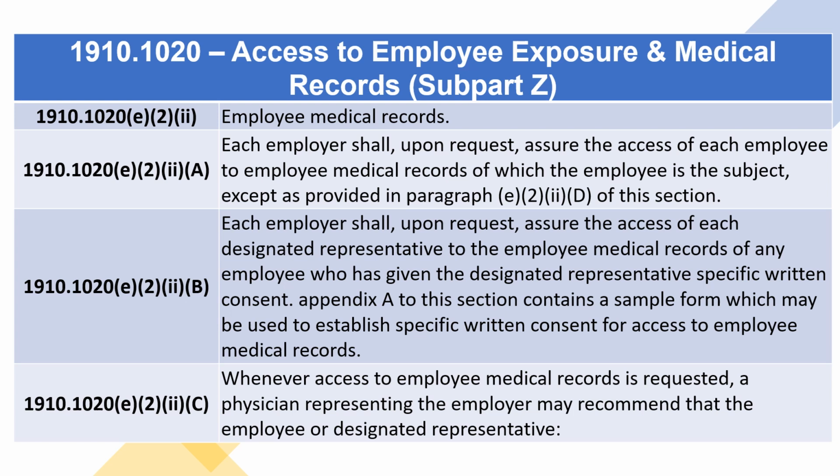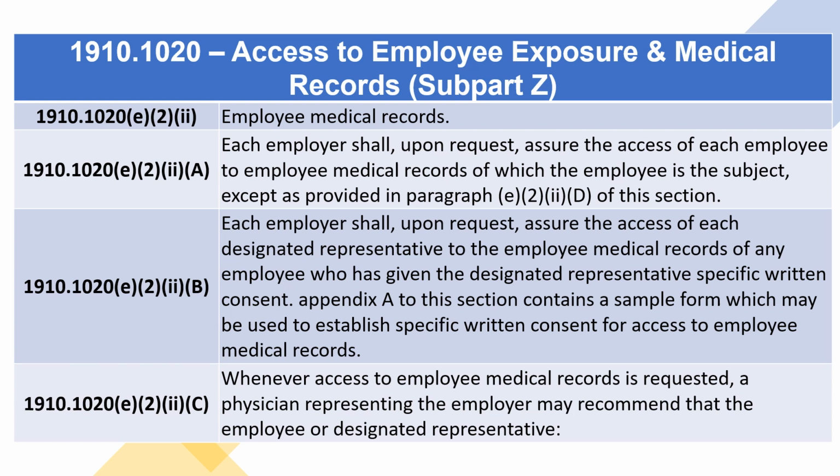1910.1020(e)(2)(ii), employee medical records. 1910.1020(e)(2)(ii)(A) through (C). Each employer shall, upon request, assure the access of each employee to employee medical records of which the employee is the subject, except as provided in paragraph (e)(2)(ii)(D) of this section. Each employer shall, upon request, assure the access of each designated representative to the employee medical records of any employee who has given the designated representative specific written consent. Appendix A to this section contains a sample form which may be used to establish specific written consent for access to employee medical records.